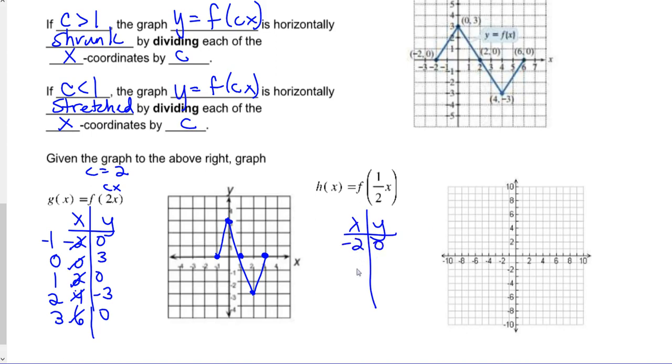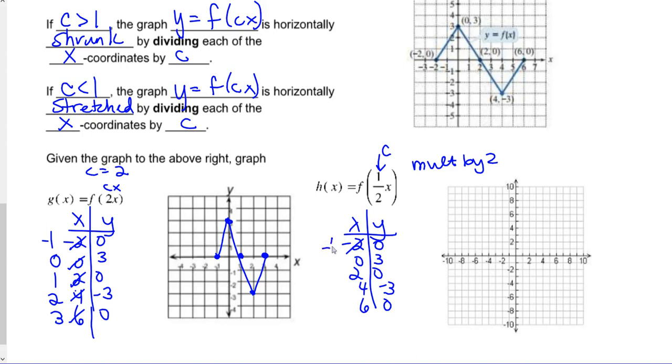All right, again, I'm going to do the same here and write these 5 points: negative 2, 0; 0, 3; 2, 0; 4, negative 3; and 6, 0. This time, I'm going to have a c value that's less than 1, so we're going to stretch that horizontally by dividing each of our x-coordinates by c. c this time is 1/2. Well, dividing by a half is the same as multiplying by 2, because I have to multiply by the reciprocal. So the reciprocal of 1/2 is 2.